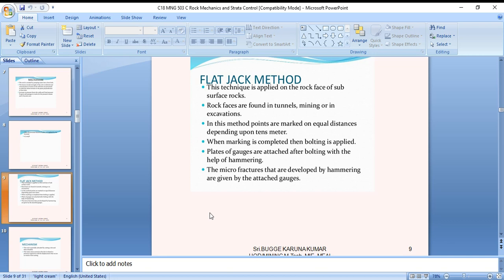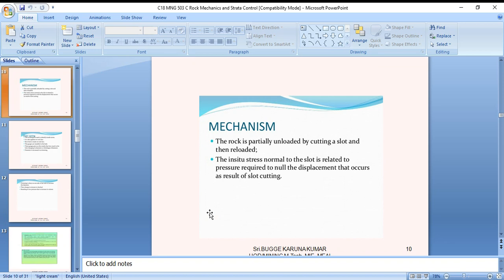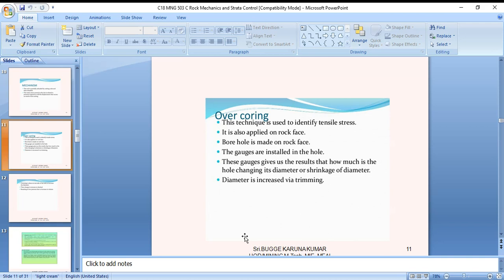Plots or gauges are attached after bolting with the help of hammering. The microfractures that are developed by hammering are covered by the attached gauge. The rock is partially unloaded by cutting a slot and then reloaded. The in-situ stress is normally related to the pressure required to nullify the displacement that occurs as a result of slot cutting. This technique is used to identify the tensile stress.